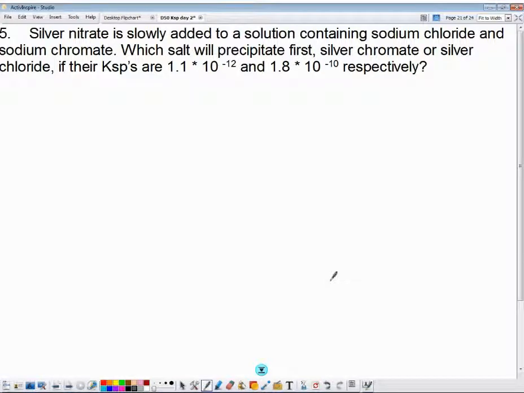Silver nitrate slowly added to a solution containing, and I need you to add in right there, 0.0001 molar sodium chloride and also 0.001 molar sodium chromate. Okay, what did I say? Chromate, excuse me. Chromate. Sodium.